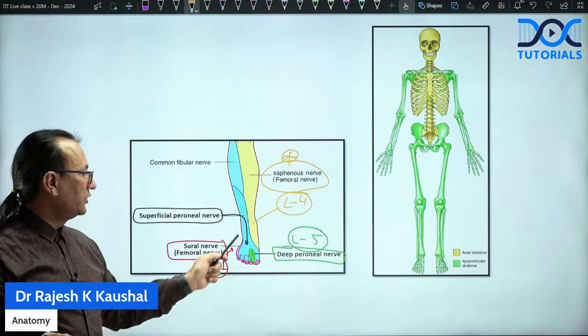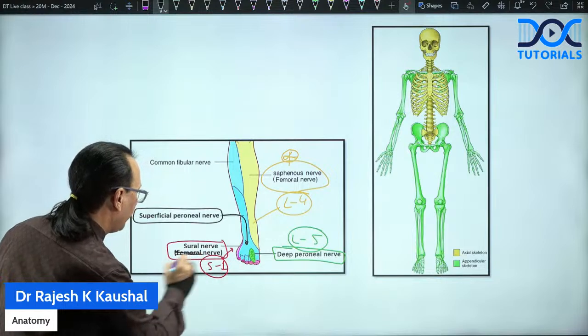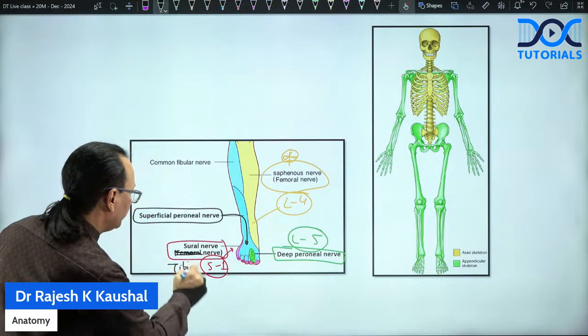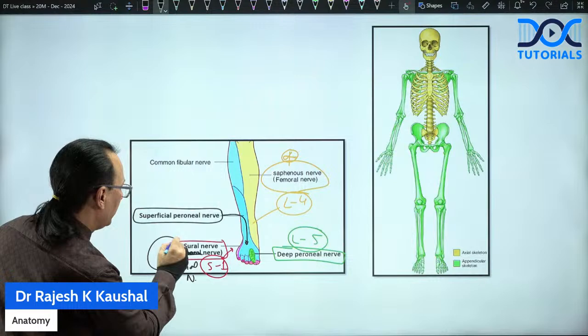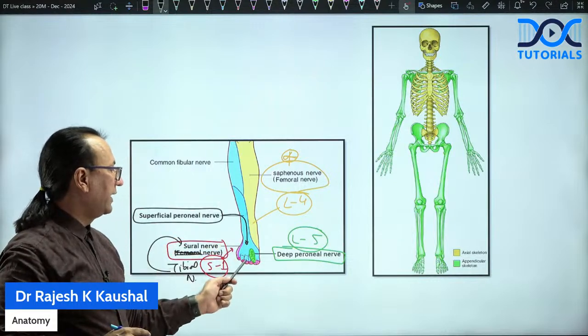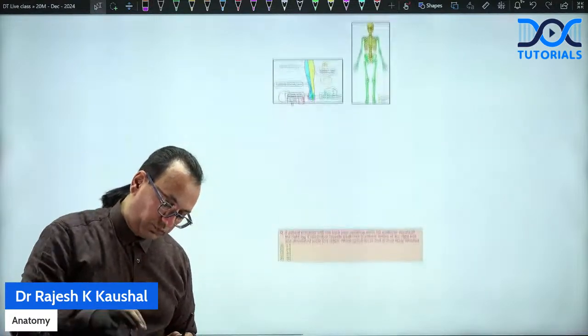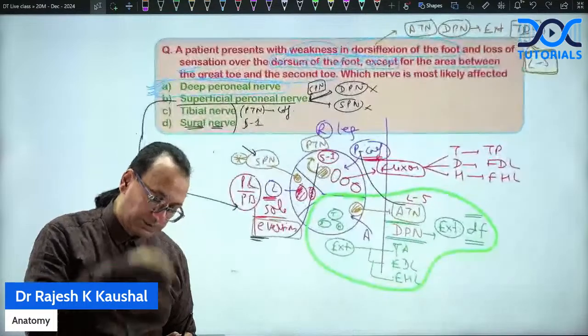Sural nerve is a branch of, it is not femoral nerve, written wrong here, tibial nerve. It is a branch of tibial nerve. Tibial nerve branch, the sural nerve, S1, little toe, and deep peroneal nerve, the first interdigital cleft. With that overview, you could have answered this question.